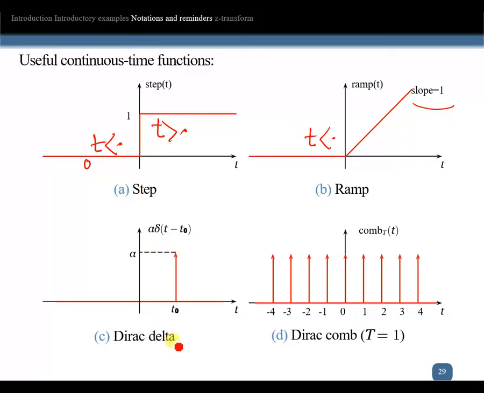Dirac delta: that means it has a value at t equal to 0, that means Dirac of t minus t itself, it has a value of alpha. And if you continue the Dirac, the name is the Dirac comb, with t equal to 1. That means Dirac will be continuous on the real axis of t.